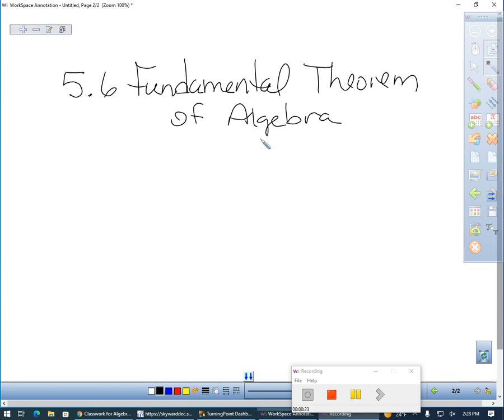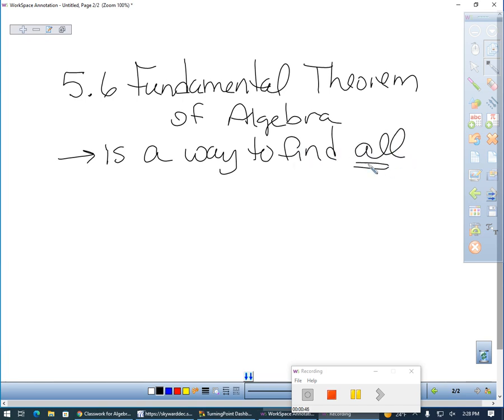Fundamentals, yes. Fundamental Theorem of Algebra is a way to find all, and I mean all, both rational, irrational, imaginary, all roots of a polynomial. All right? So we are taking these big, huge, beautiful polynomials, and we're going to find all of their solutions.